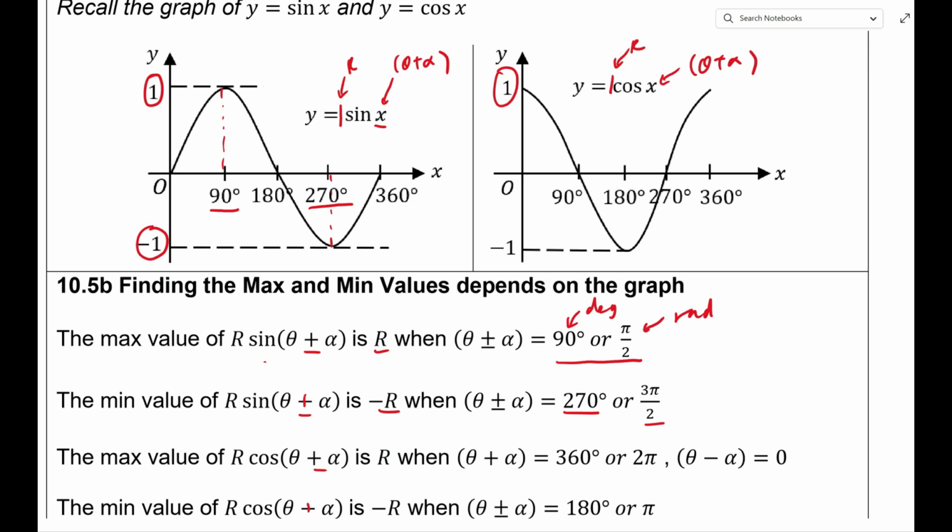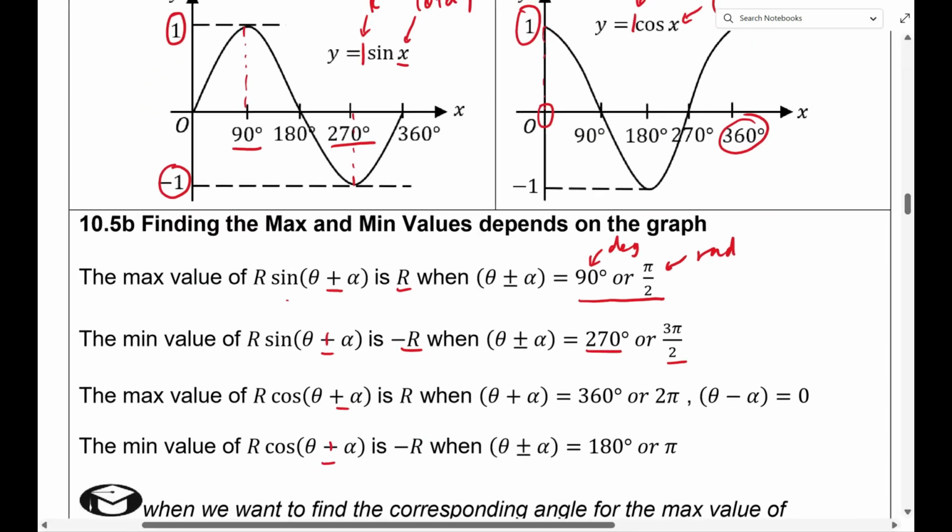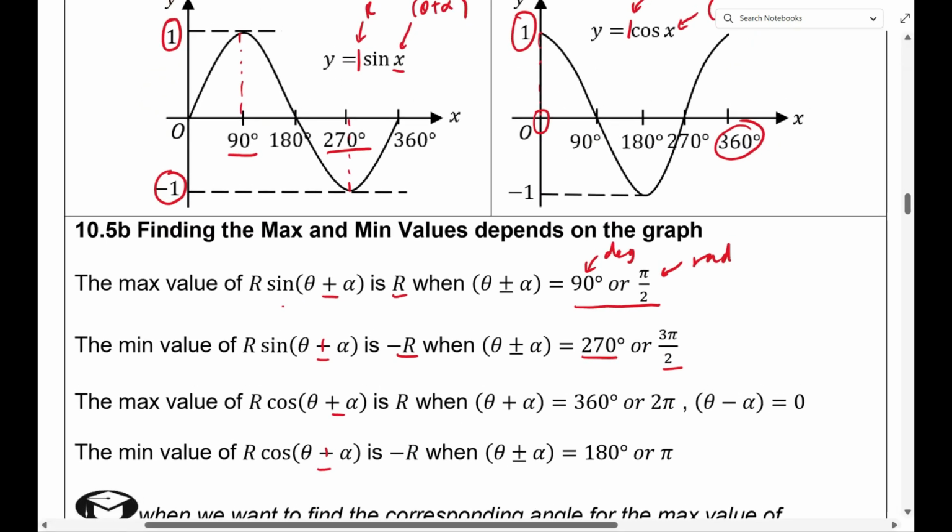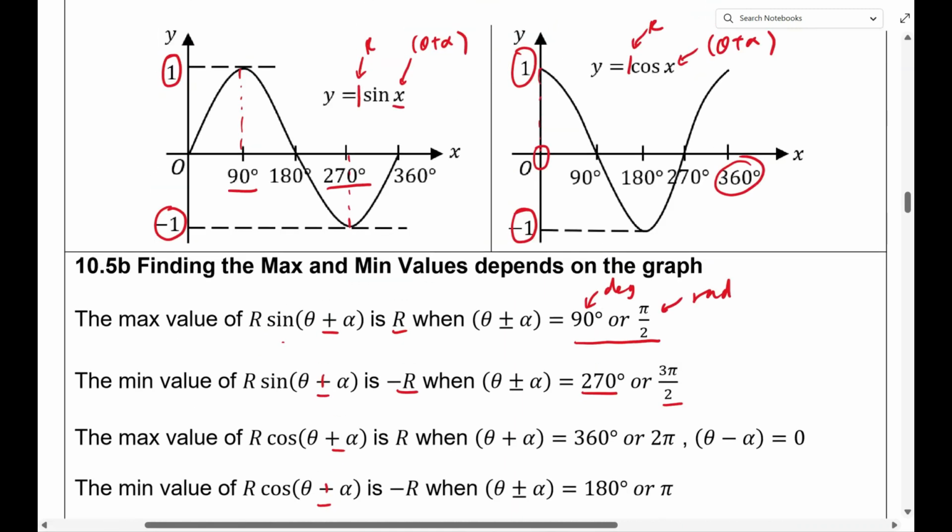Now when does this maximum value occur? It occurs at theta plus alpha equals 0, or 360. Similarly, the minimum value is negative 1, which is also our negative r, and it occurs when our theta plus alpha equals 180.